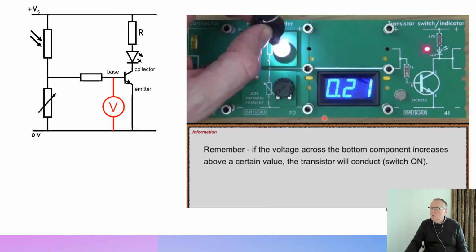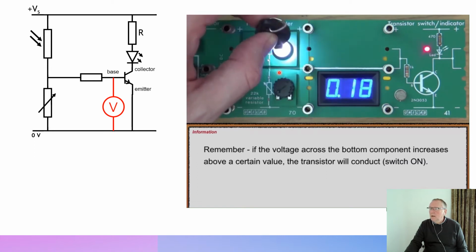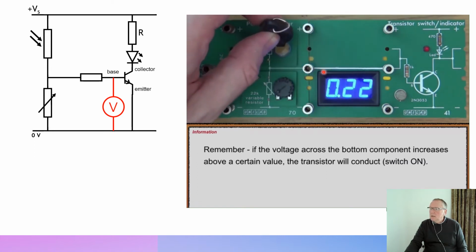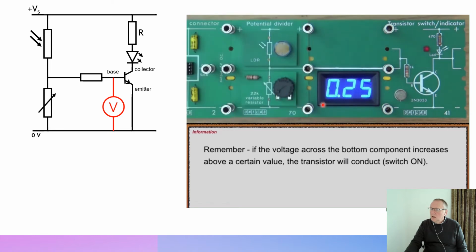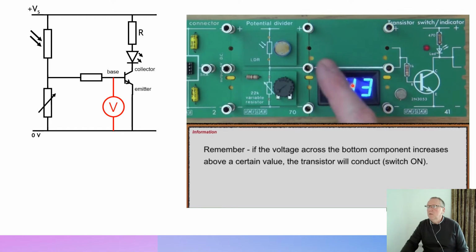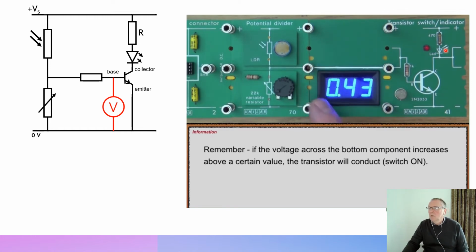So what I'm now going to do is shine a light on the LDR, and you can see that the voltage here increases above 0.7 of a volt when it gets light, and the transistor conducts and the LED lights.